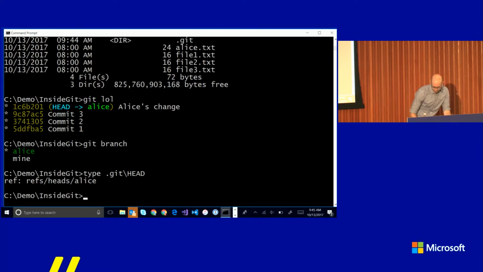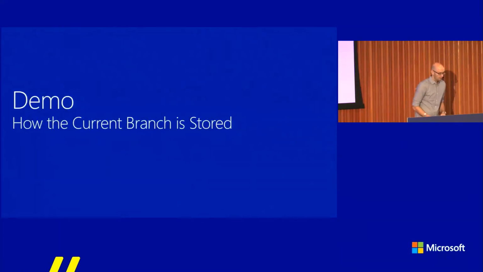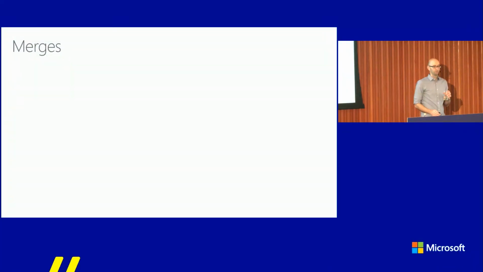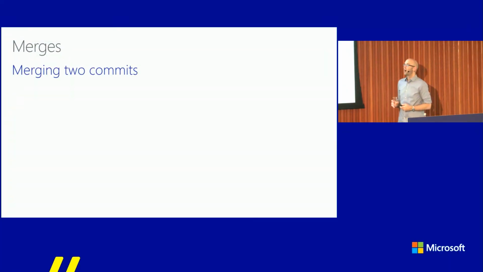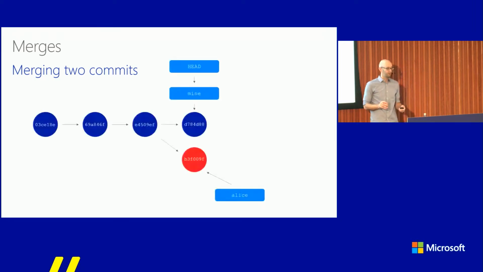Now, being able to work on parallel lines of development is wonderful, but you need to at some point be able to merge them back together. And we've talked about merging two commits already a little bit. We've certainly touched on it, but we haven't really talked about how this actually works.